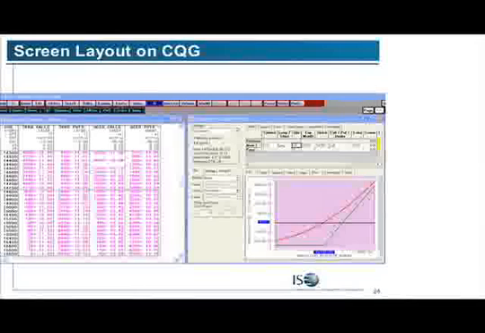All right, a little bit of my screen layout. I use a software called CQG. There are various software applications out there. This is one that I use to help put out my stuff, and that's where I find my Greeks and determine how I'm going to put on a play in the market.